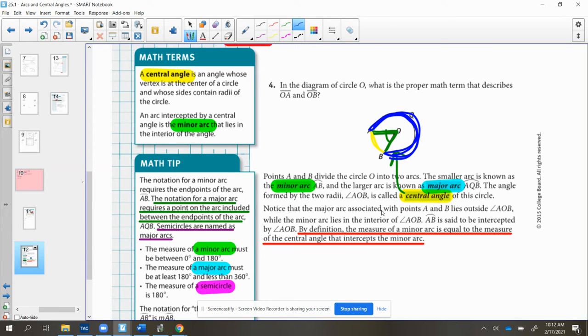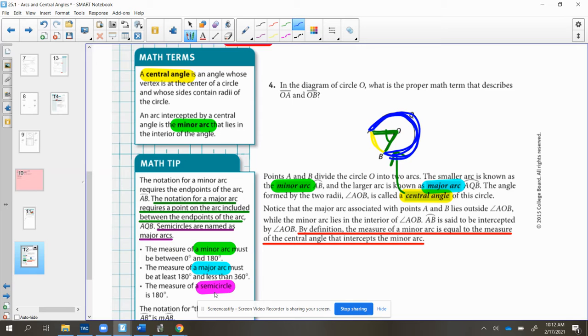And we notice this one is named with 3 letters as opposed to our minor arc that only got 2 letters, the endpoints of the minor arc. Major arcs get a third point that is also on the major arc, so we know we're talking about a major arc versus the minor arc AB, okay?